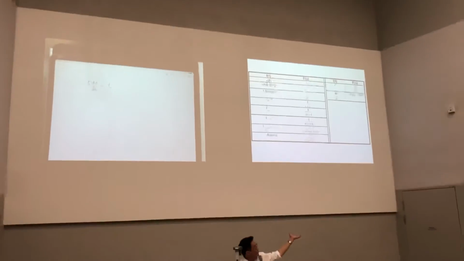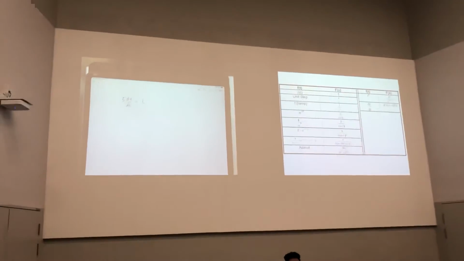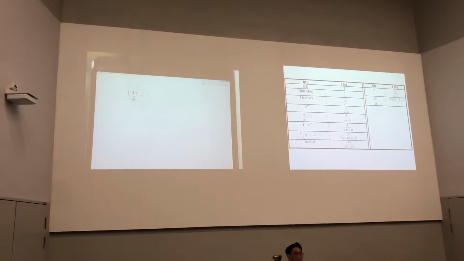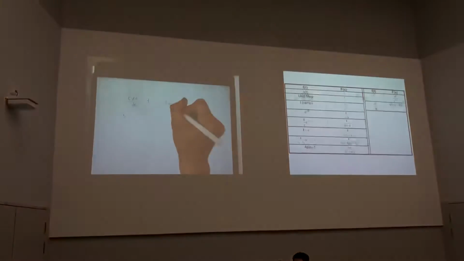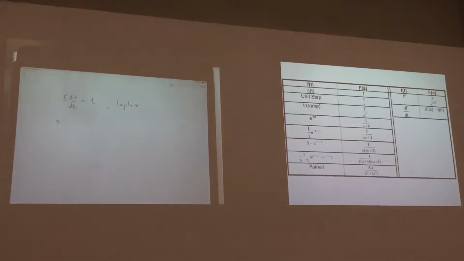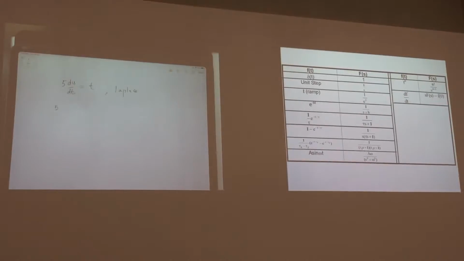On this side, you just refer to the table, and on this side, what we have is our differential equation, 5 dy/dt equal to t. Now I have this, I need to Laplace it. I need to transform it in order for me to solve it. If I don't transform it, how do I solve this one? Can I solve this by normal integration? How?